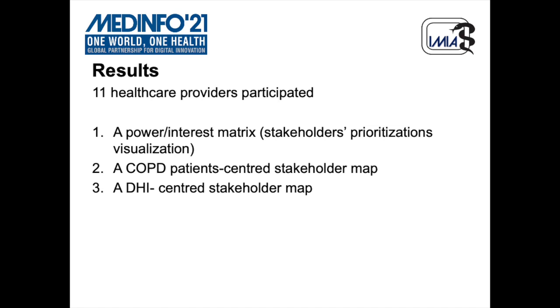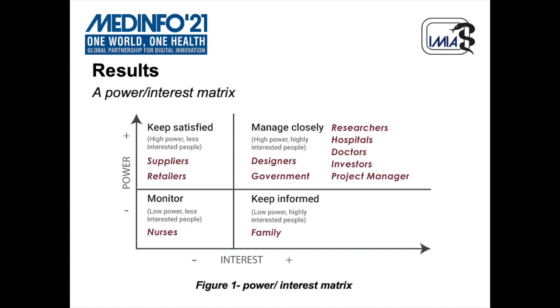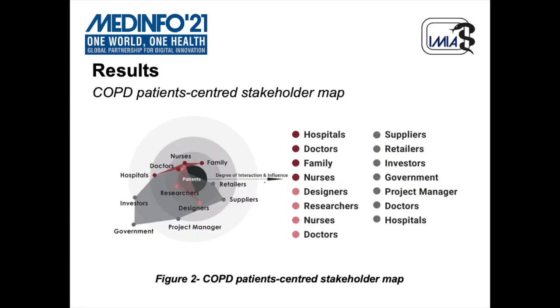First one is a power interest matrix, and second one is a COPD patient-centered stakeholder mapping, and the third one is a DHI-centered stakeholder mapping. This is a power interest matrix. It is to visualize the stakeholders' prioritizations. And Figure 2 was developed following the degree of interaction between COPD patients and also other stakeholders.